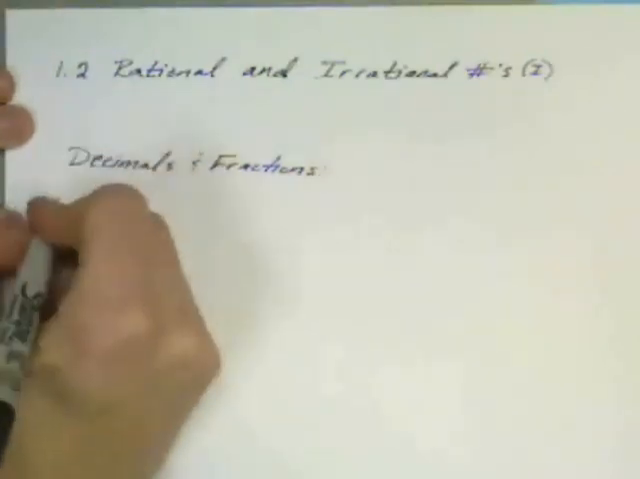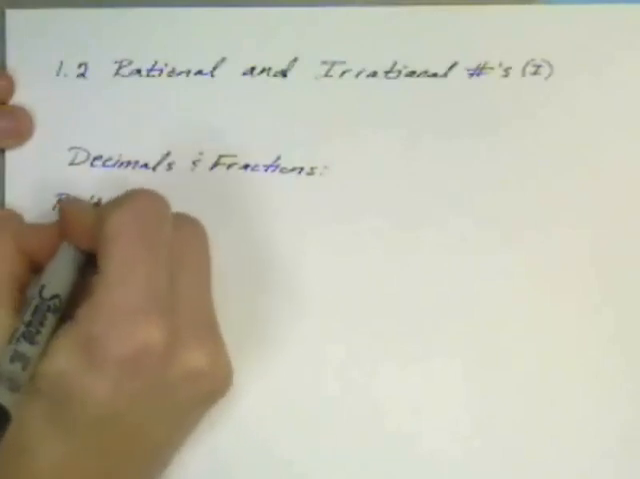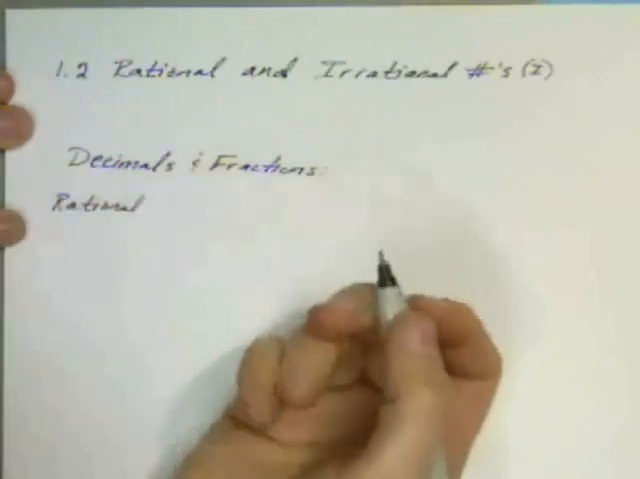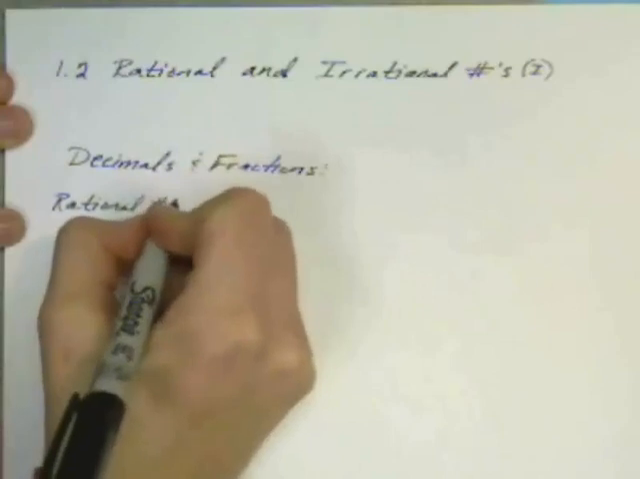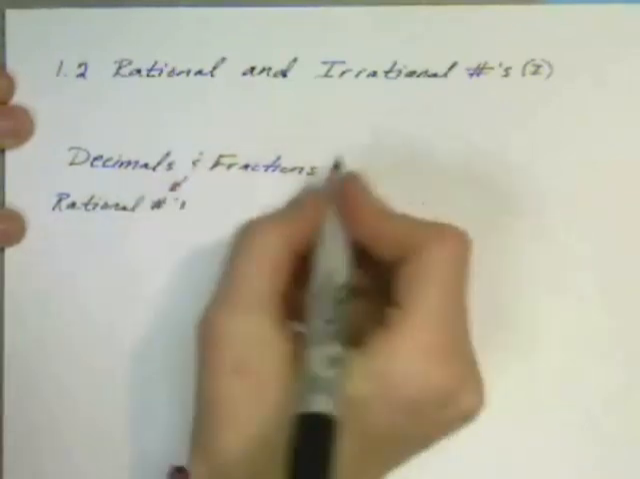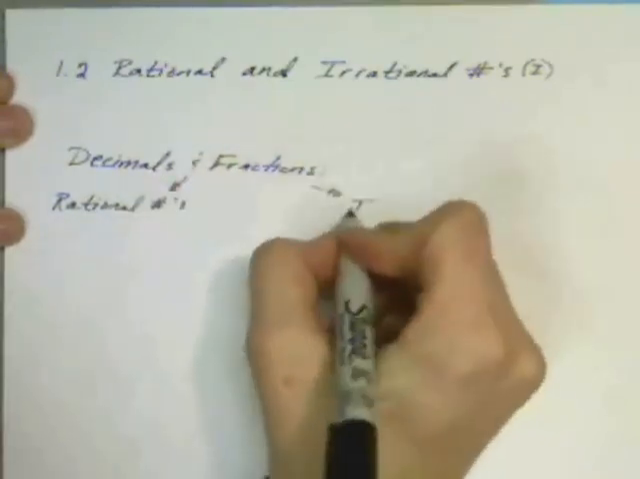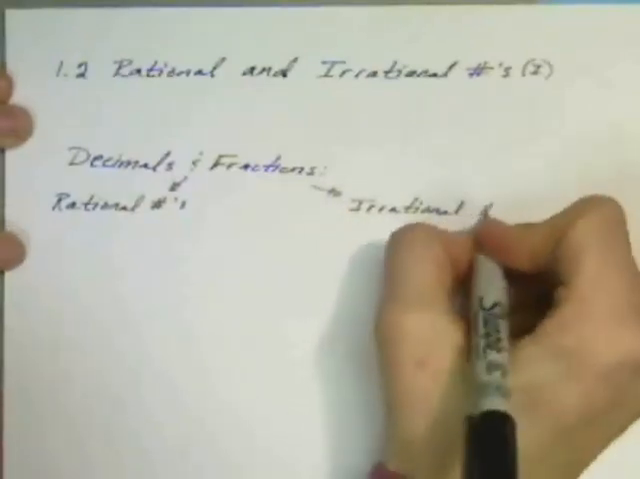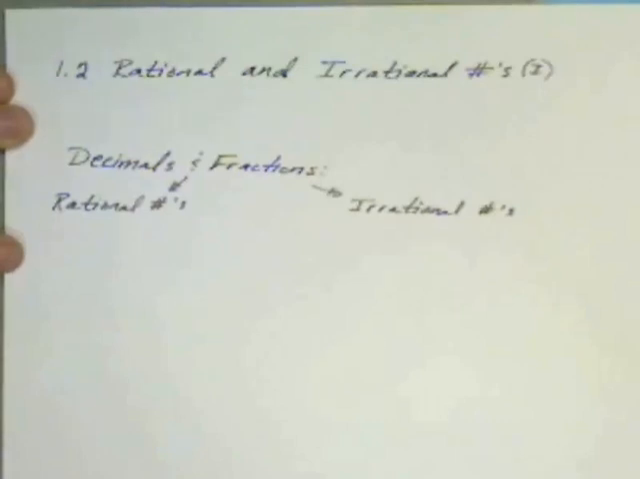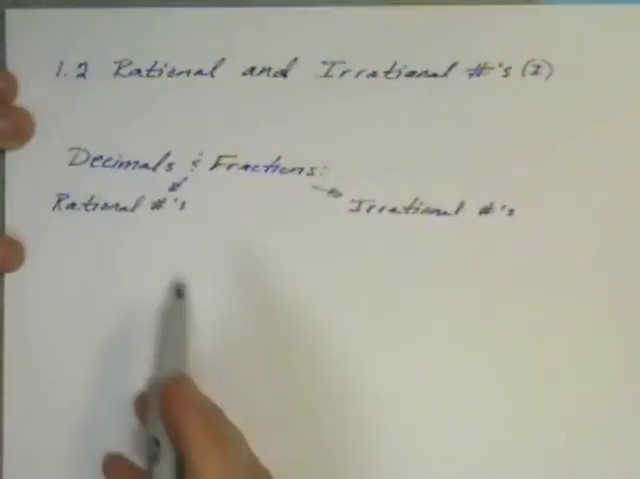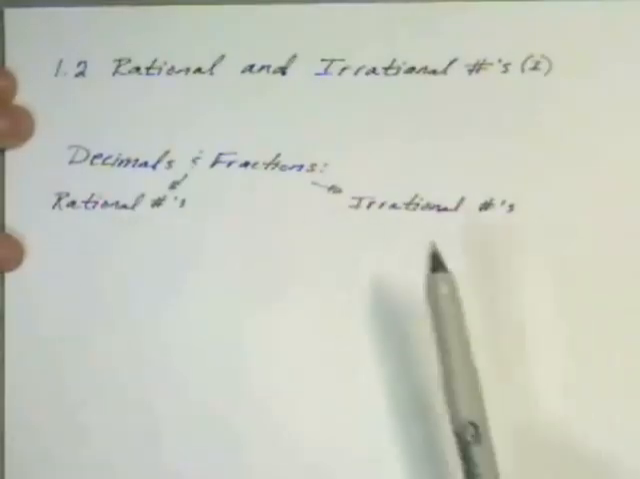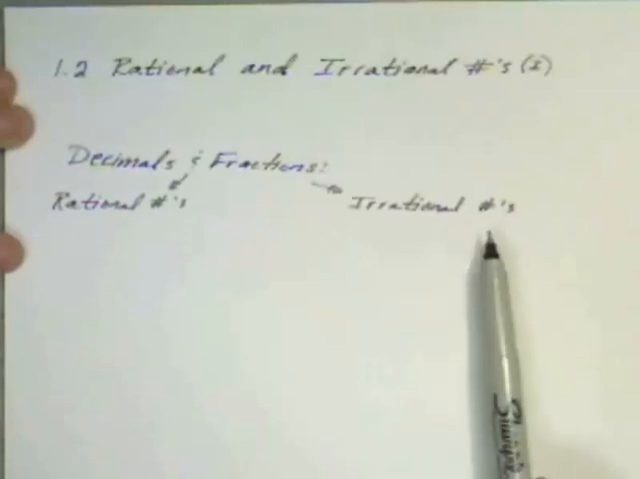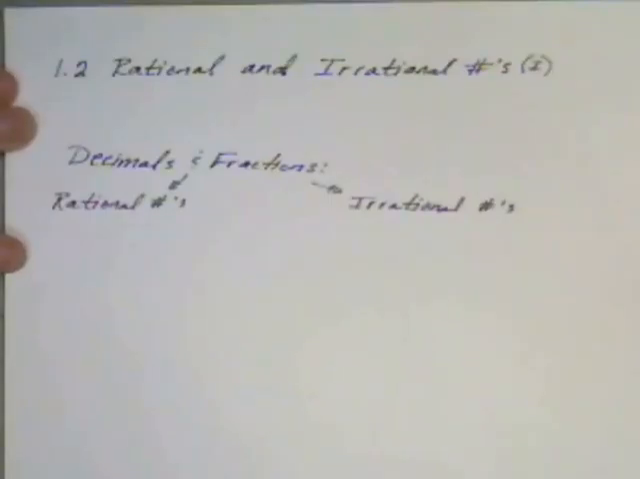We have two different types of numbers in this category that we're going to talk about. We have rational numbers, and we also have irrational. The main focus of this first lesson will be on rational, even though irrational, I'm going to tell you what it is now. It'll really come out more in part 2 of this lesson.